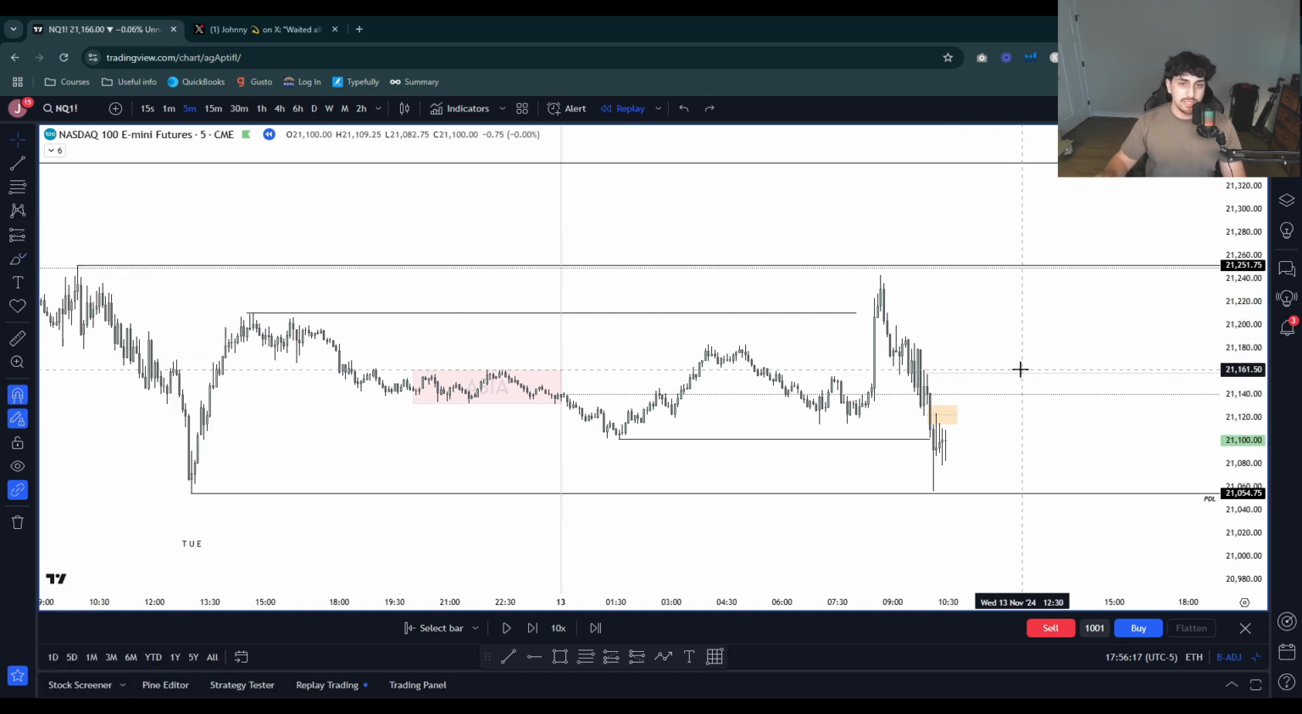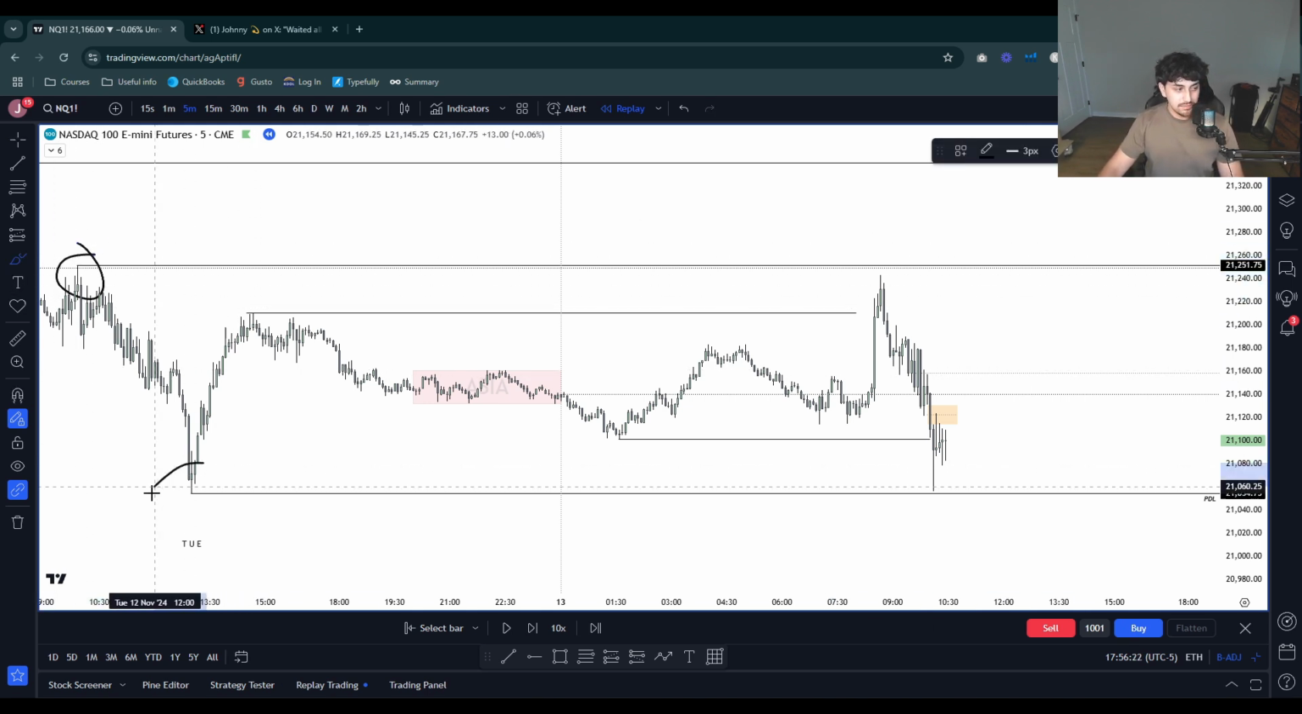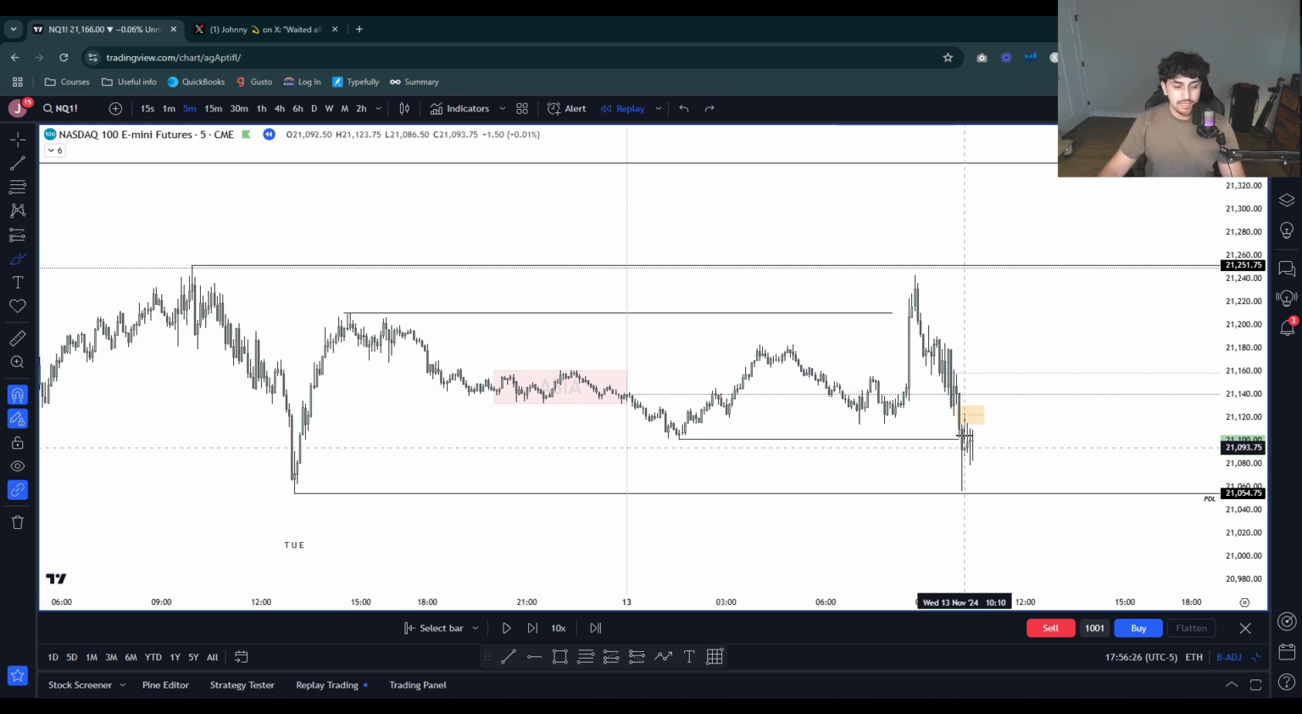But I do not want to take a trade until one of the extremes is taken. Until one of these extremes is taken, I do not want to look for a trade. I don't want to do anything until one of them is taken.